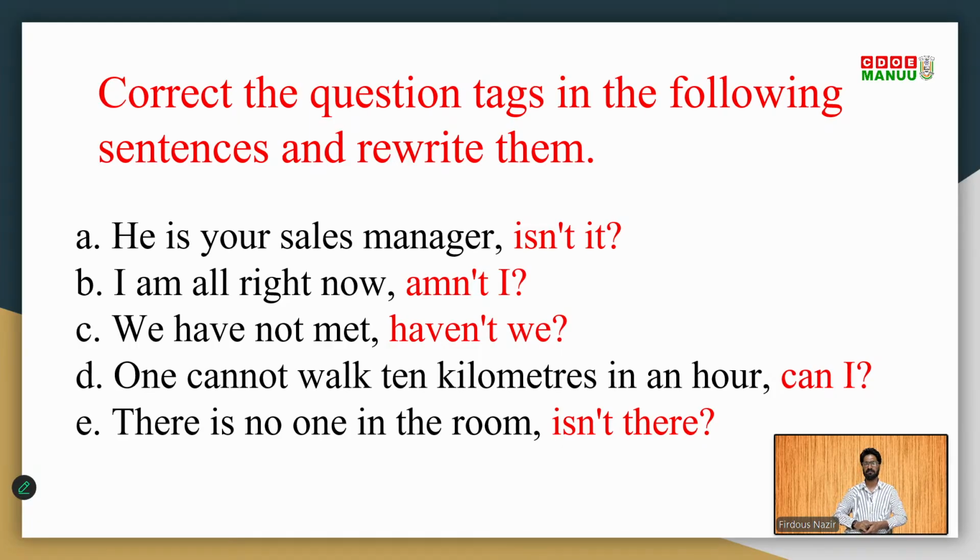There is no one in the room. Here "isn't" is written, so isn't it wrong? Instead of "isn't" we are supposed to use "is there". Is there?